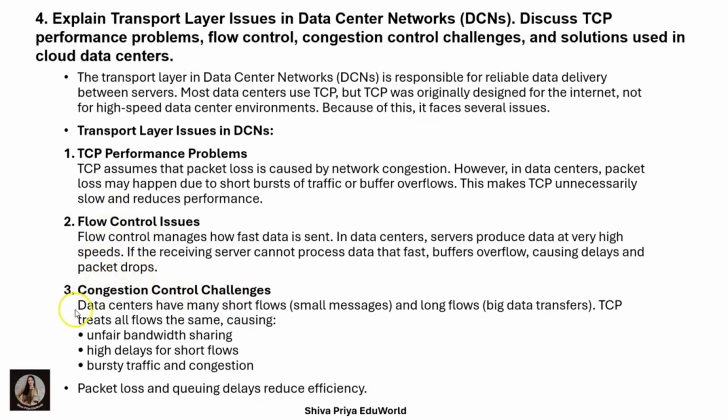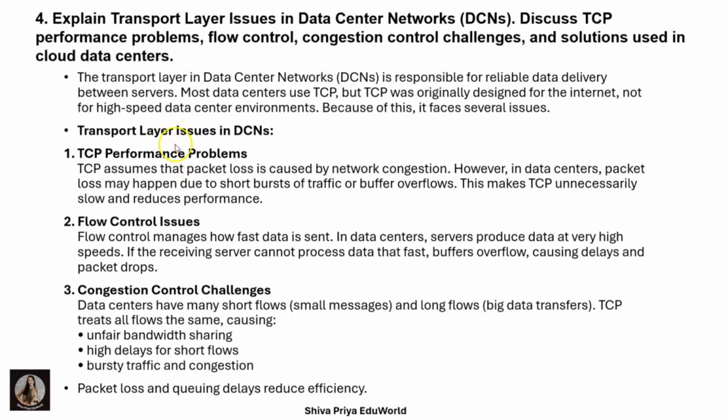Congestion control challenges: data centers have many short flows and long flows. TCP treats all flows the same, causing unfair bandwidth sharing, high delays for the short flows, burst traffic, and congestion. Whether it is a short flow or a long flow, it treats all flows the same. That's why unfair bandwidth sharing, high delays for short flows, bursty traffic, and congestion happen. This is the congestion control challenge. Packet loss and queuing delays also reduce efficiency.